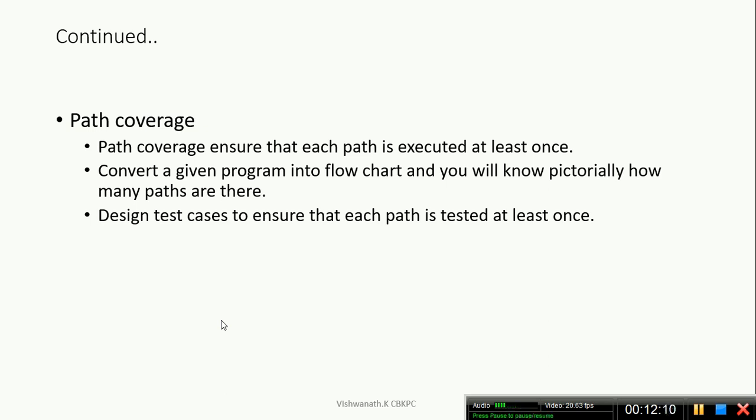Now here, path means we develop flowcharts. In C programming we study how to represent a program with a flowchart, how to represent the conditions with a flowchart. This flowchart is considered as a path here. For example, you are checking a condition: if A is greater than 0.